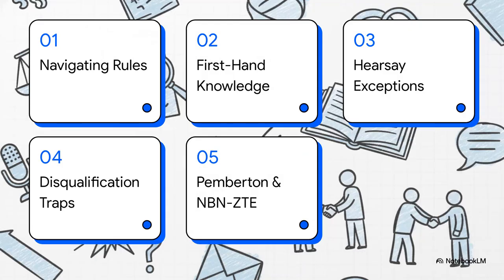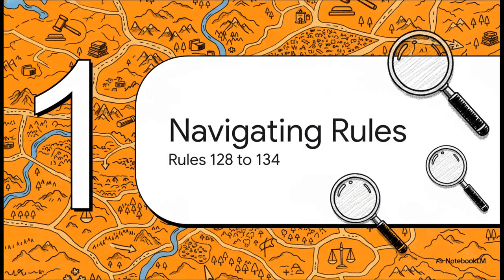Here is our roadmap for today: navigating evidence rules, first-hand knowledge, hearsay exceptions, disqualification traps, and we'll wrap things up with the Pemberton and NBN-ZT cases. All right, Section 1, Navigating Rules 128 to 134.